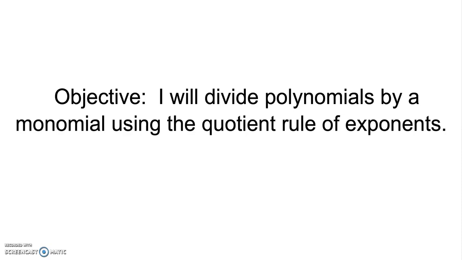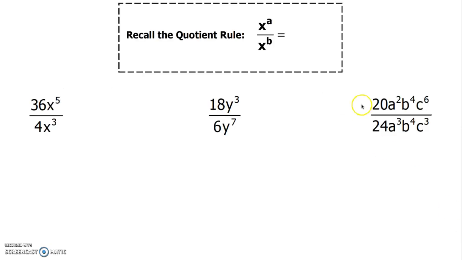In this video, we will divide polynomials by a monomial using the quotient rule of exponents. So first we need to remember the quotient rule. When we're dividing two monomials, we subtract the exponents. So x to the a over x to the b, we're going to have x to the a minus b. So let's look at what we do here.